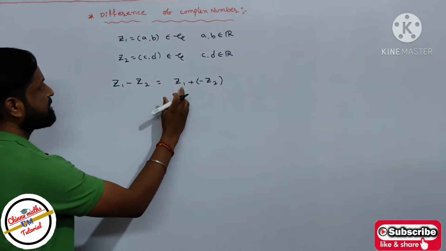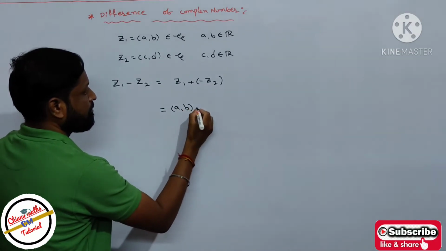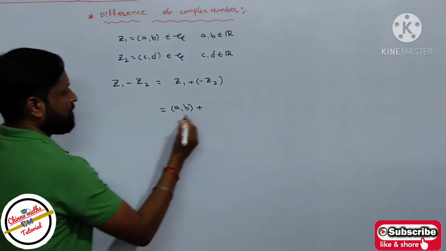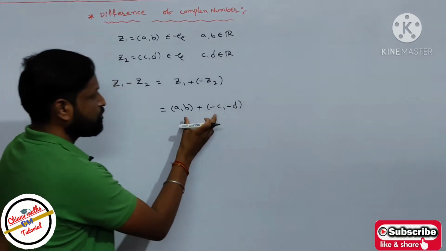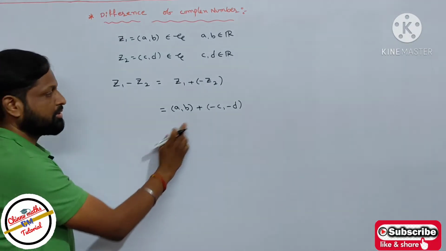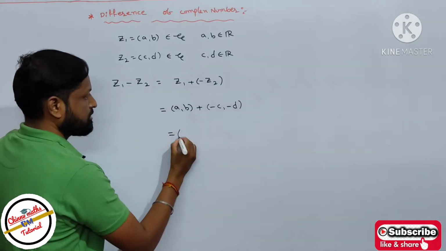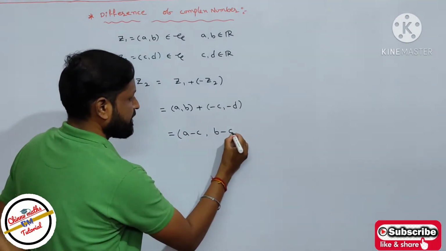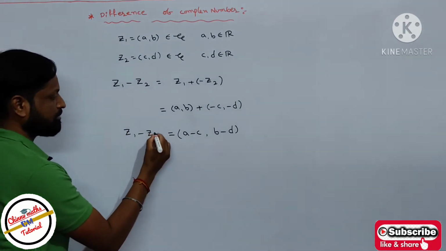So first write the z1 complex number, that is a comma b, plus minus z2, which is minus c comma minus d. These two complex numbers are added, so adding the real parts and imaginary parts, we get a minus c comma b minus d. So it is the difference of two complex numbers.